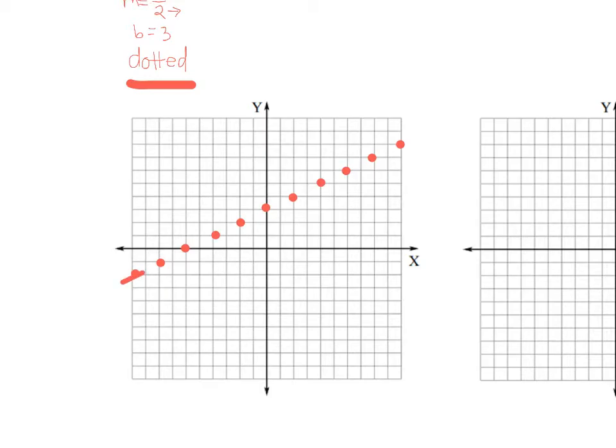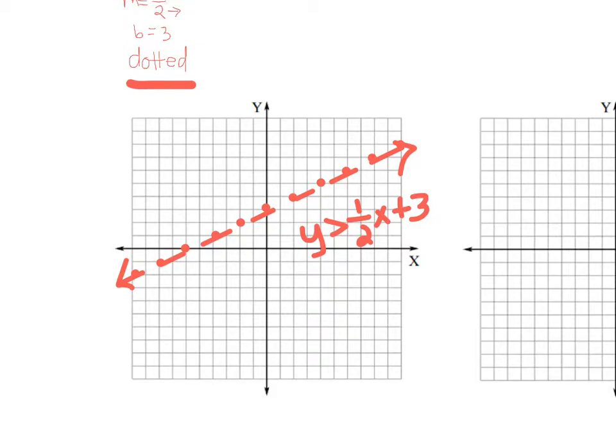So we're going to make a dotted line through these points. We're still going to put arrows on either side. And we're going to label it with the inequality: y is greater than 1/2 x plus 3. So that's our boundary. This would be an open half plane because it is a dotted line.